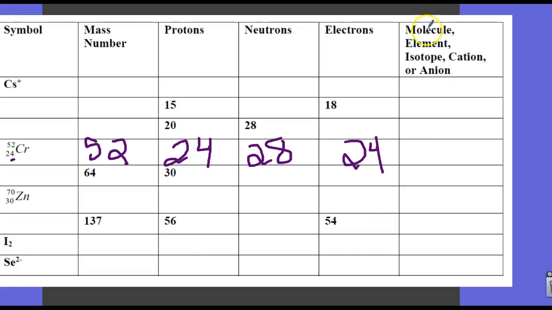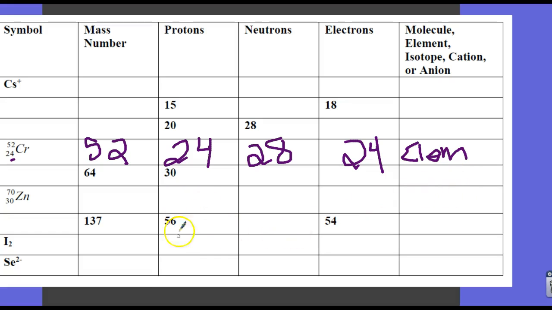So it's not a molecule. A molecule implies that there's 2 of them or more together. It might be an element. Let's check isotope. Note the periodic table says 52, so it must not be an isotope. It's not a cation or anion. I would just call it an element.